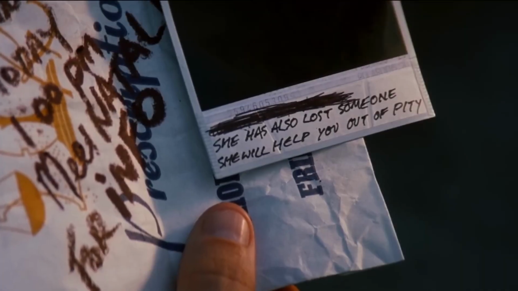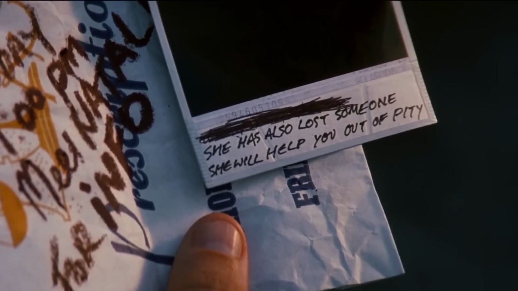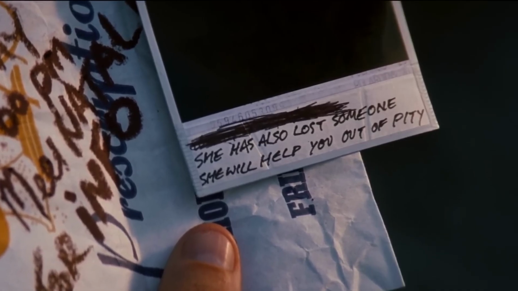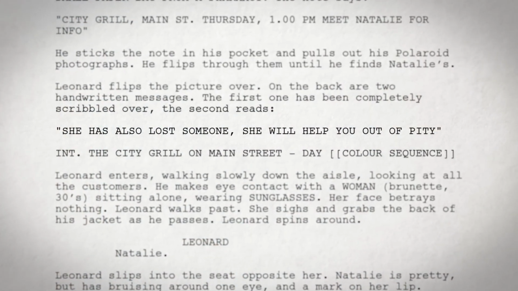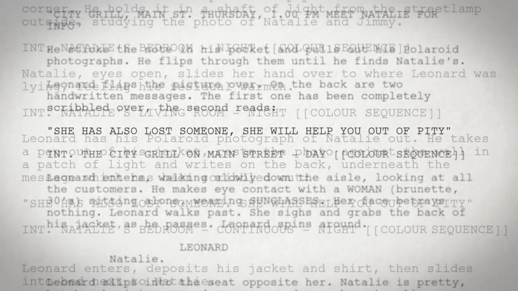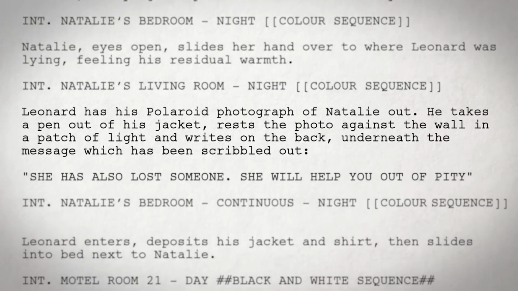For example, the Polaroid of Natalie has a note on it that says, "She has also lost someone. She will help you out of pity." We first see this note on page 17, and it's not until page 43 that we see the context in which he wrote it.